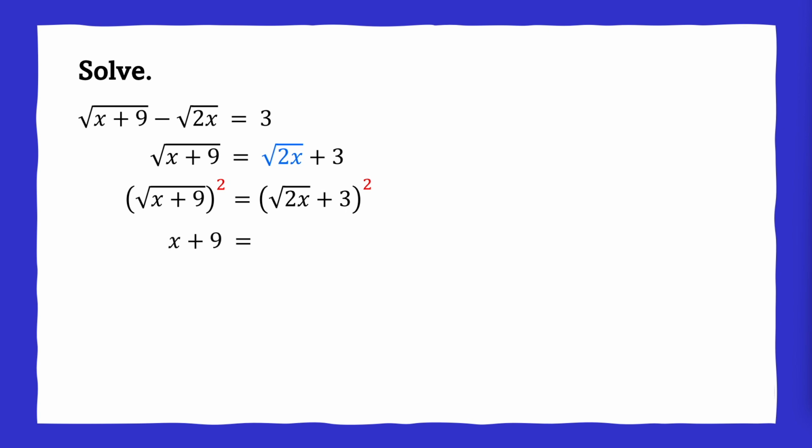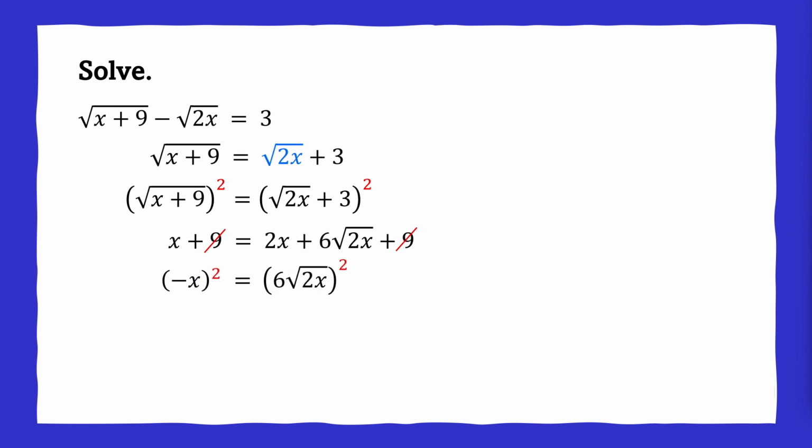Let's square the right side using the square of a binomial formula. The first term squared equals 2x. The middle term is both these terms multiplied by 2. And 3 squared equals 9. Both sides have 9, which can be cancelled out. Isolate the square root by moving 2x to the left. x minus 2x equals negative x.